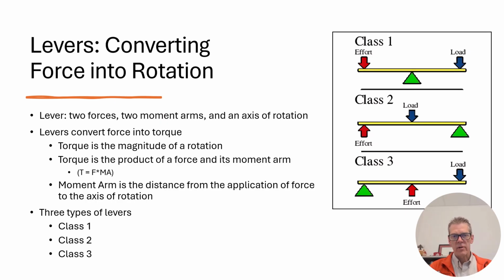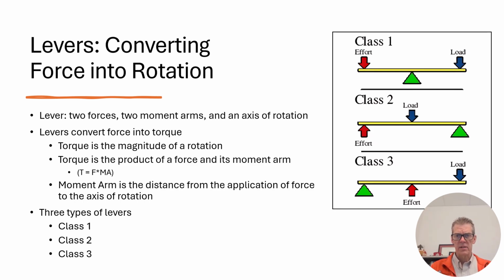So a lever consists of two forces, two moment arms, and an axis of rotation. And levers are really the way that our internal forces, muscle, balance external forces, typically gravity and the ground, and create motion. So they're really important to understand in terms of human motion.